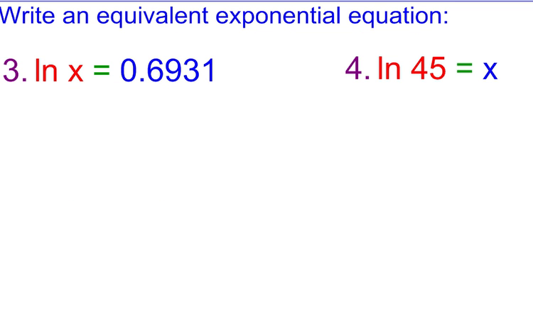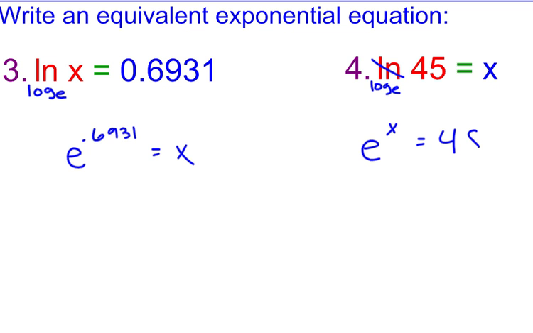Here, write an equivalent exponential equation. So remember, the natural log is the same as log base e. So to move from logarithmic form to exponential, I'd say e to the 0.6931 equals x. Same thing here. It doesn't say log base e, so you might have to replace it. This is saying e to the x equals 45. So there is my moving from logarithmic to exponential form.